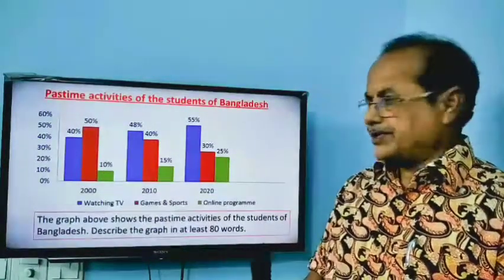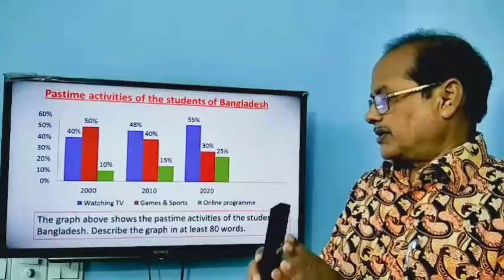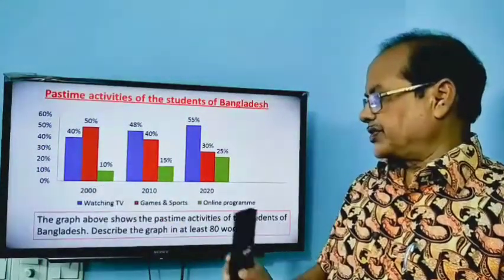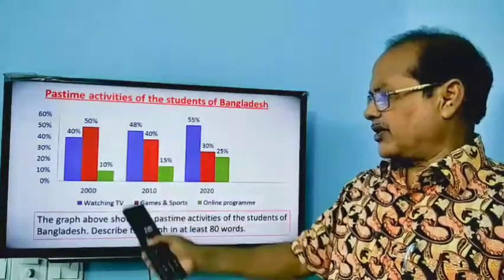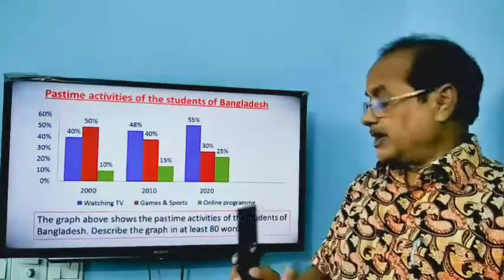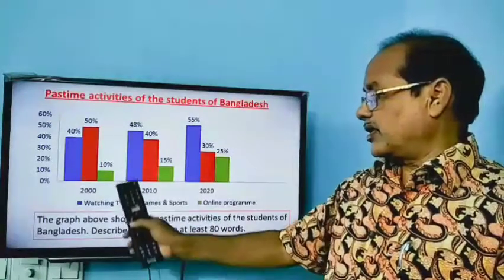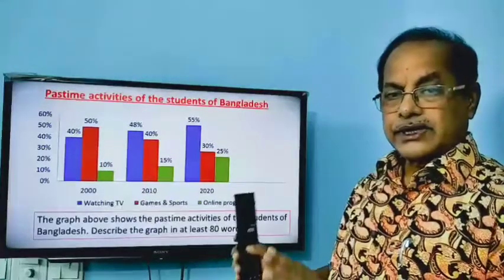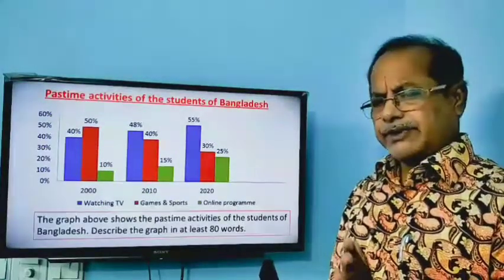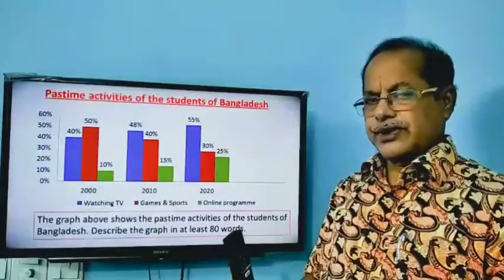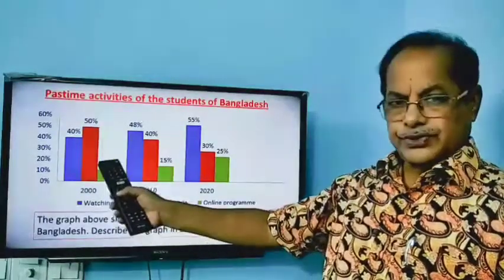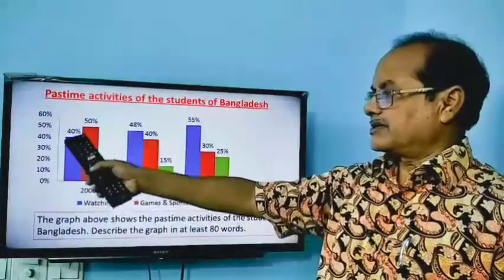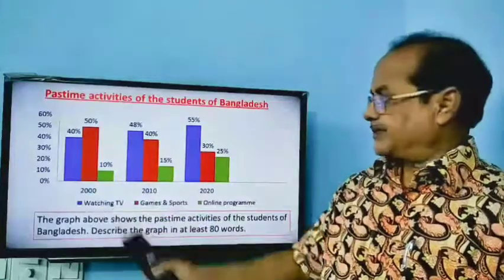That is, 40% of students used to pass their time watching TV in 2000, and 50% of students used to pass their time in games and sports, and only 10% of students in 2000 used to spend their time on online programs, that is internet online programs. You see very obviously that in 2000 the internet was not so available, and that's why the number of internet users was so little. Games and sports was much higher, and then comes 40% of watching TV.